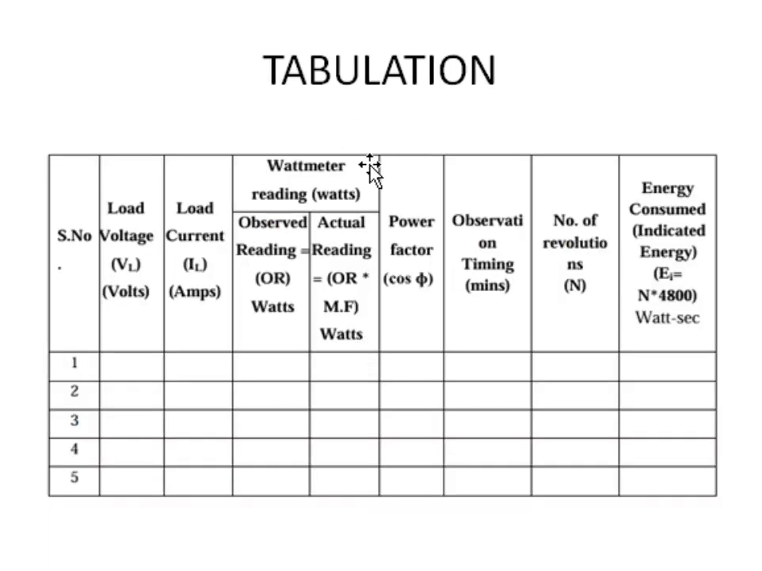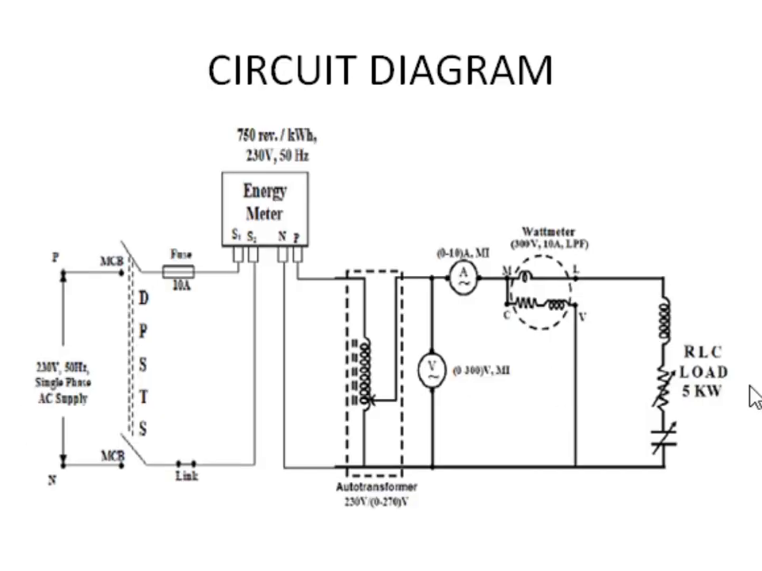So this is the tabulation. The first column is the load voltage. We are going to switch on the load and see how much voltage will be there.